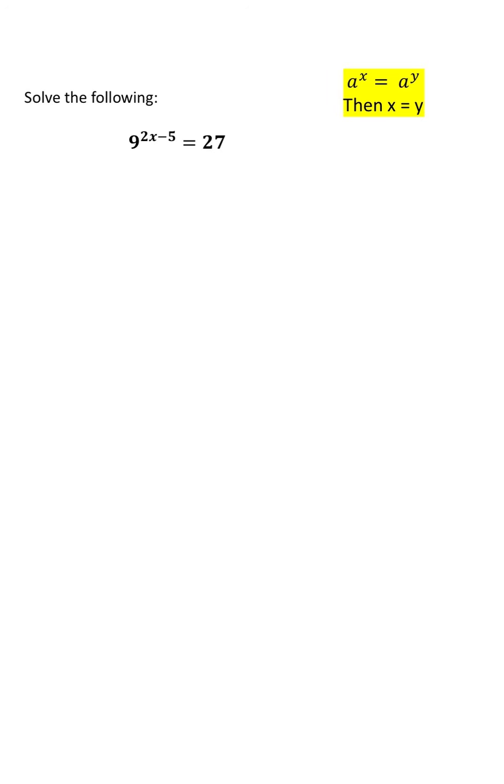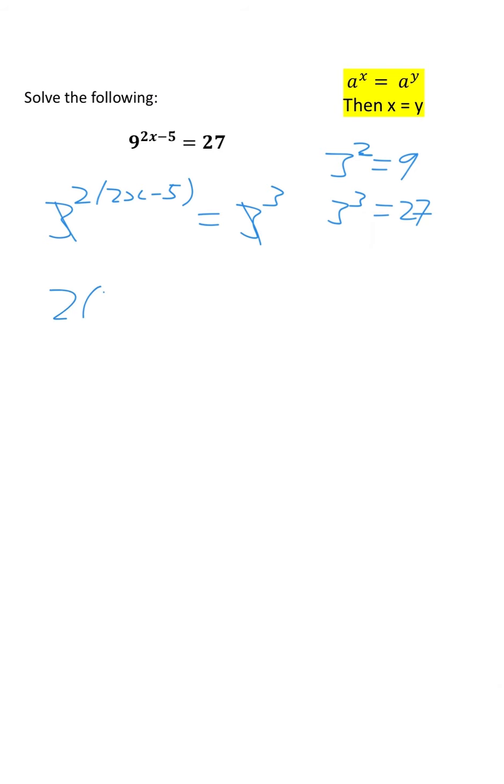Okay, for this one here, from looking at these, you should recognize that 9 can be written as 3 squared and 27 can be written as 3 cubed. So 3 squared equals 9, 3 cubed equals 27. So let's replace that 9 and put in 3 squared. So I'll have 3 squared, then that's multiplied by 2x minus 5, so I'm going to use brackets, equals now 3 cubed. Now, I can see the bases are the same, so they can cancel. So now I have 2 times 2x minus 5 equal to 3.